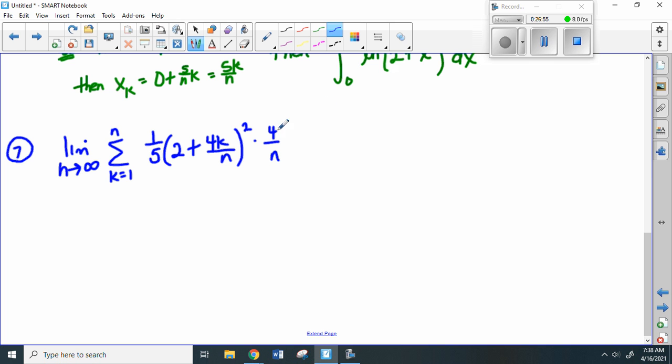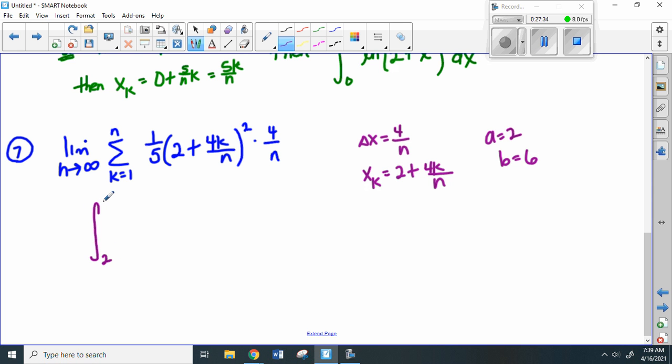When you first look at this, you really need to just figure out what your pieces are. From what I can tell, delta x is going to be the 4 over n. Then I look for the 4 over n times k, in parentheses with a plus 2. I'm going to say all of that is my x sub k, which means a is 2. If a is 2, and b minus a is 4, b has to be 6. And that's really all I need to write my integral.